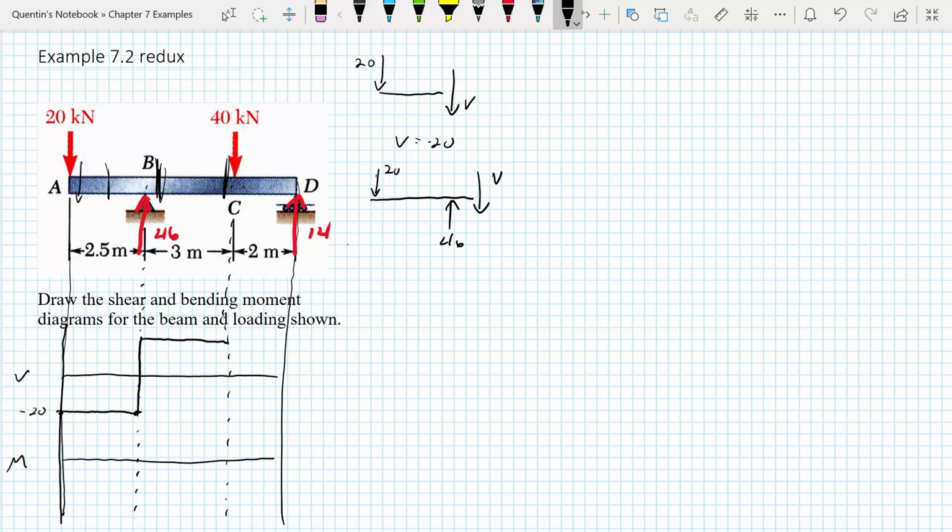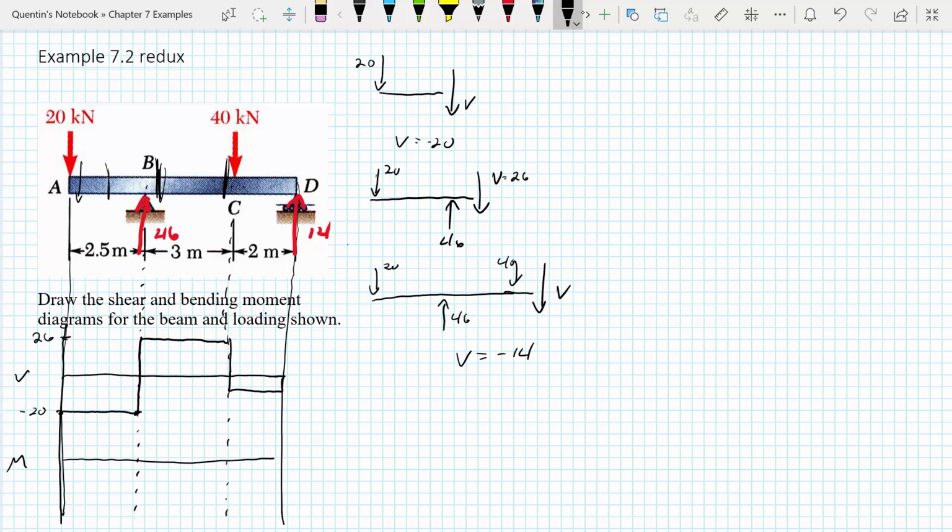This is 26. And then here, this is equal to 26, so that works out. And then you end up with this thing, 20, 46, and then eventually we have 40 coming down here. So now V is going to have to equal what, minus 14. So 26 minus 40 is minus 14. So this is going to have to drop down to minus 14, and then it's going to stay constant to here and go back to there.